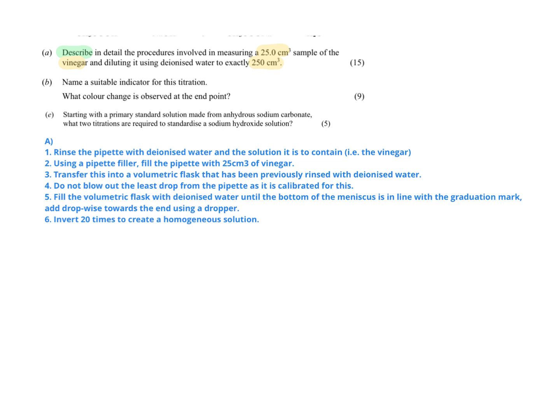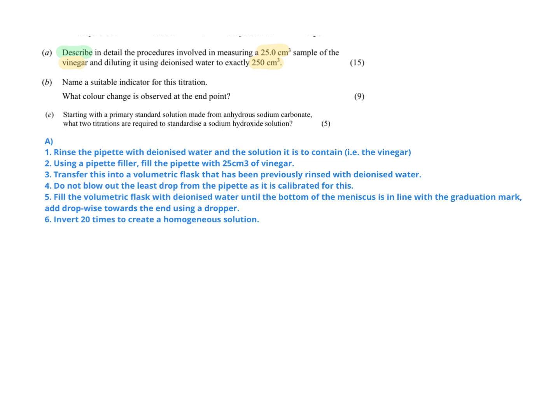So, to answer this question, you would need to give the following steps. I've given 6. I would always give an extra step in order to ensure that you're going to get full marks in the experiment. So because this is 15 marks, you need a minimum of 5. So I've given 6 here just to cover you. So you have to describe in detail the procedures of measuring a 25 centimetre cubed sample of the vinegar and diluting it with deionised water up to 250 centimetres cubed.